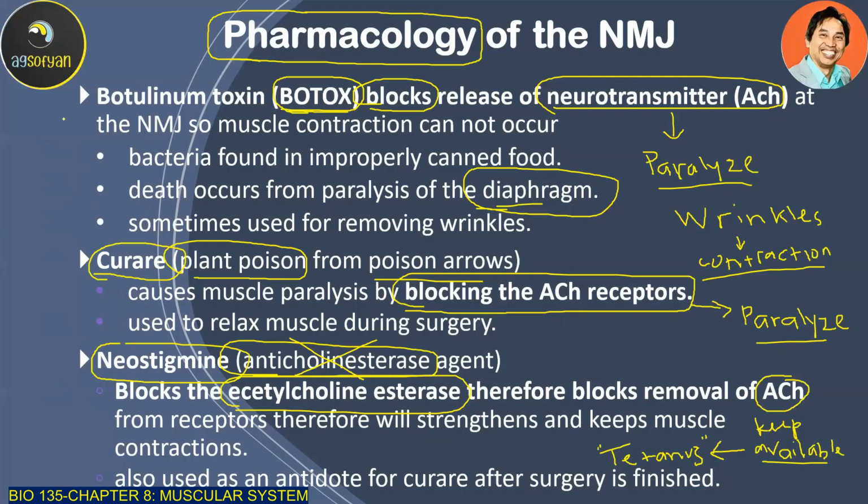Okay, so these three chemicals are sometimes used in medical settings for surgery. Sometimes the surgeon needs the Botox or curare in order to paralyze the muscle during surgery, and sometimes they also need neostigmine in order to make the muscle contract during surgery.